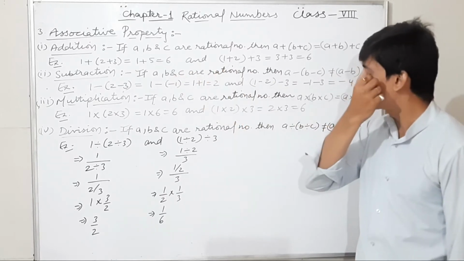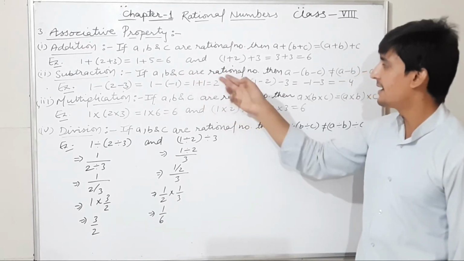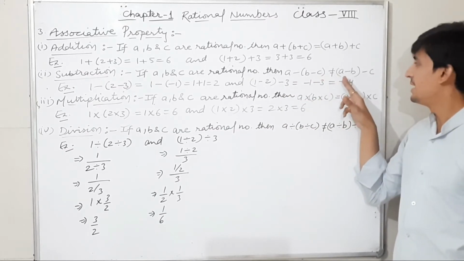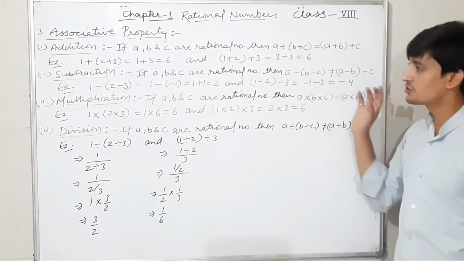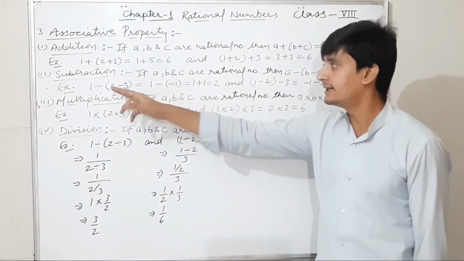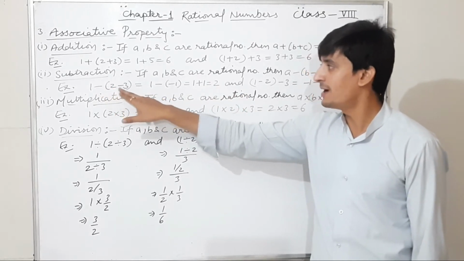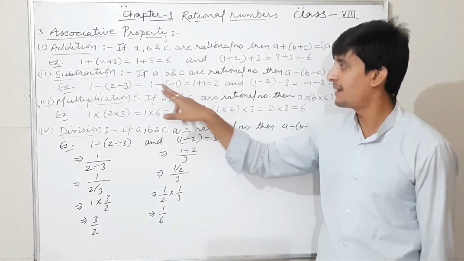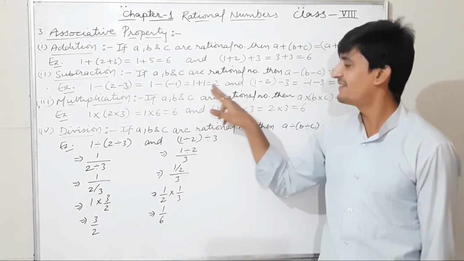Now next we have subtraction. If a, b and c are rational numbers, then a minus bracket b minus c will not equal a minus b bracket close minus c. Understood? For example, let's suppose a equals 1, b equals 2 and c equals 3. 1 minus bracket 2 minus 3 is equal to 2 minus 3, what do I have? Minus 1. Minus minus plus. So 1 plus 1, what do I get? 2.